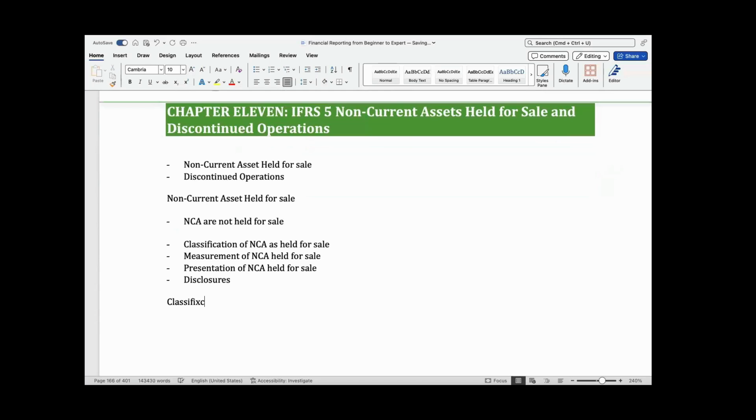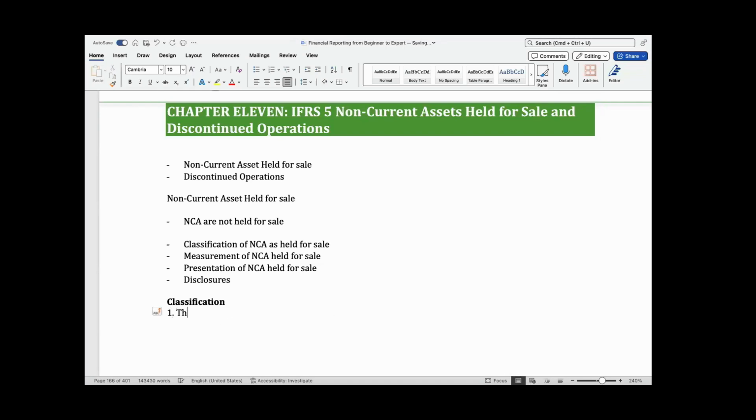Classification of a non-current asset held for sale. This is the most common one you always find in the exam. They would always ask you what the conditions are that must be met before a non-current asset can be held for sale. So primarily, there are two conditions before you can classify a non-current asset as held for sale. Two.